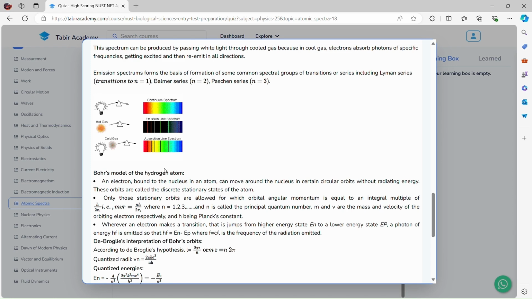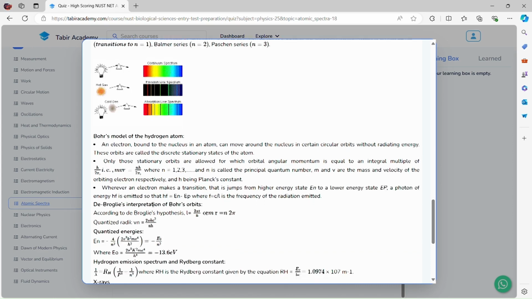Bohr's model of the hydrogen atom. An electron bound to the nucleus in an atom can move around the nucleus in certain circular orbits without radiating energy. These orbits are called the discrete stationary states of the atom. Only those stationary orbits are allowed for which orbital angular momentum is equal to an integral multiple of h over 2 pi. For example, mvr equals nh over 2 pi, where n equals 1, 2, 3, and so on, and n is called the principal quantum number. m and v are the mass and velocity of the orbiting electron respectively, and h is Planck's constant.